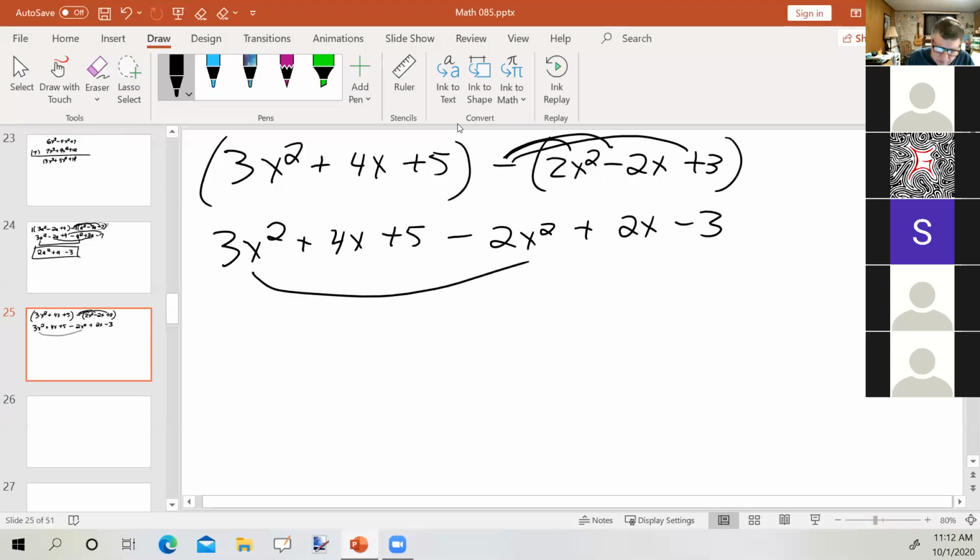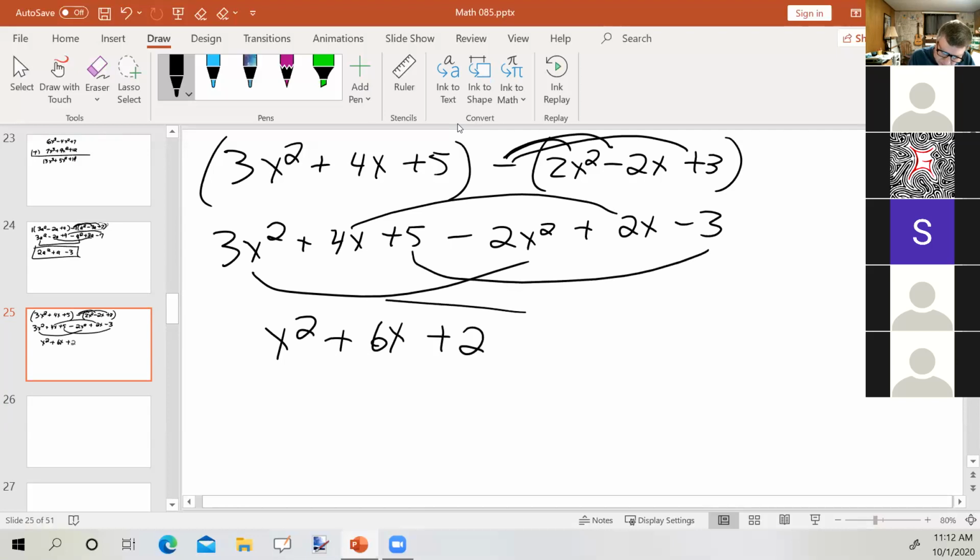Combining like terms, 3x squared minus 2x squared is 1x squared. 4x plus 2x is 6x, and 5 minus 3 is plus 2. So there's the result. Any questions on that problem? Okay. Let's see. Here's a rather long problem.